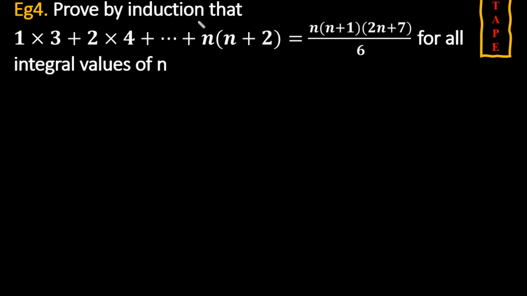Prove by induction that 1 times 3 plus 2 times 4 plus ... plus n(n + 2) is equal to n(n + 1)(2n + 7) divided by 6 for all integral values of n.